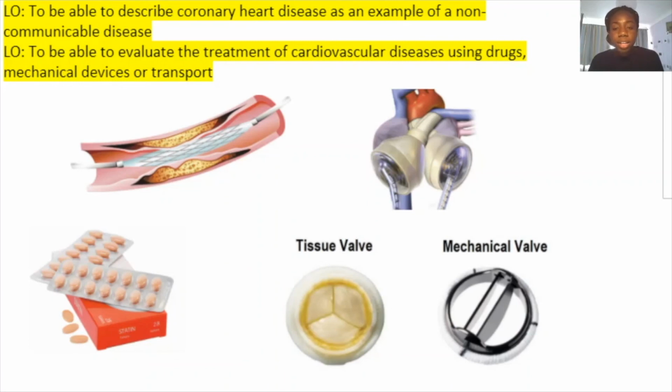By this point, you should be able to explain the origin of coronary heart disease and also explain a few ways in which it is treated. You should also have a basic knowledge of the few most common cardiovascular diseases and conditions, and how we can use drugs, mechanical devices, or different methods of transport in order to treat those. Now go and do some questions focusing on this topic.